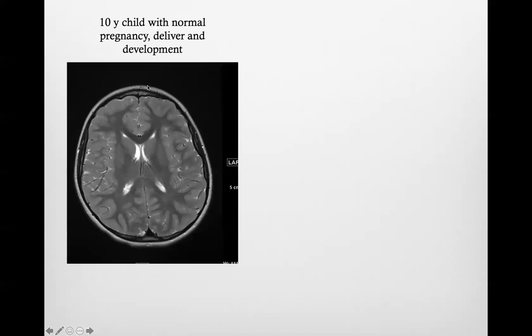Look at this other child, another pathological example. So I will show you some very interesting pictures just to show you how pathological processes in a young child look like. This is a 10-year-old child with normal pregnancy, delivery, and development, T2, because the fluid is bright. And then there is darkness of the white matter, completely myelinated, and this intermediate signal of the gray matter. So gray matter, white matter, fluid.